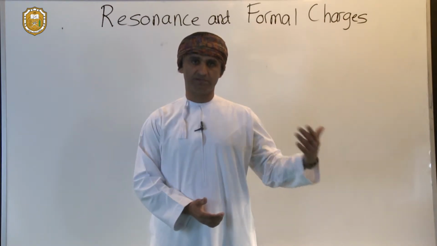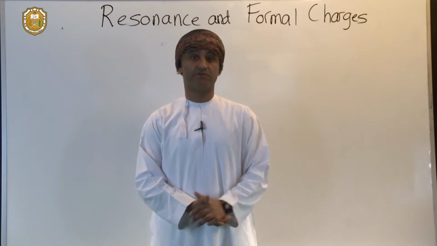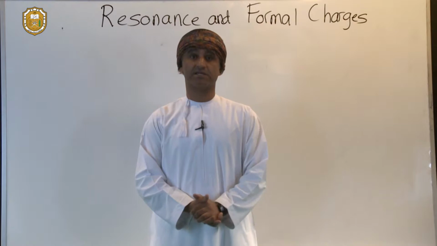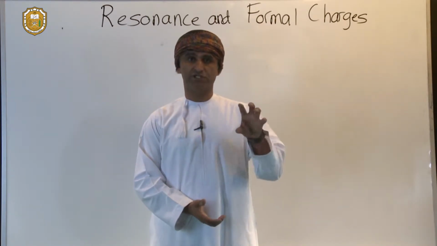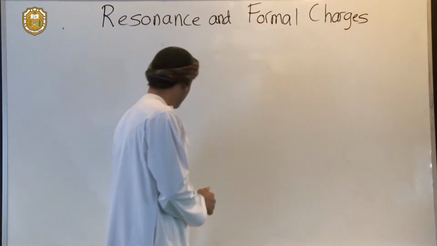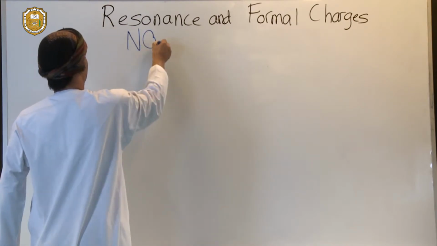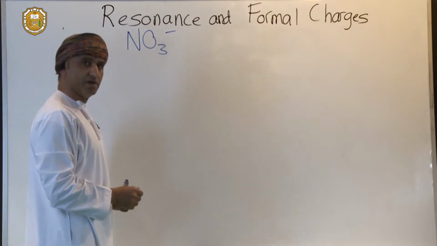So in the coming period, we will tackle resonance. We'll take examples of molecules or species or ions that exhibit resonance, and then we'll see how we can calculate formal charges for each atom in the Lewis structure. So let's begin with an example such as the nitrate ion. That's the nitrate ion. It's NO3 minus.